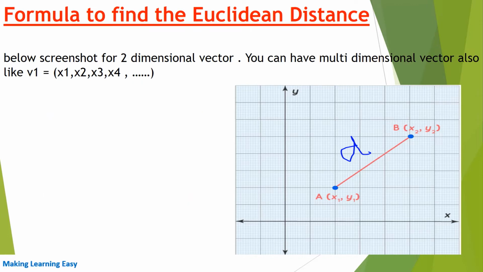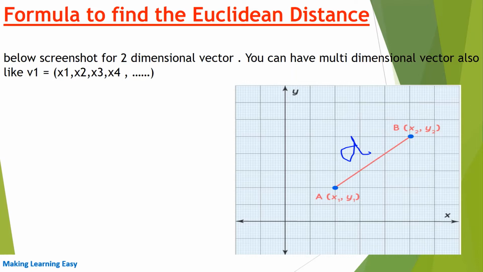Let's see the formula to calculate the Euclidean distance. Here I have attached one screenshot, and this is for the two-dimensional vector. We can calculate Euclidean distance for any dimensional vector. It could be 2D, three-dimensional, four, or nth dimensional. Just for simplicity, I am using the two-dimensional vector. Two-dimensional vector means we have two values for that particular vector, x, y or x1, y1. You can have a multi-dimensional vector also.